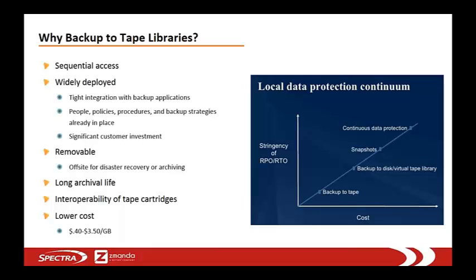And it goes all the way up. I mean, you can back up to disk or virtual library, snapshots, and all the way up to continuous data protection, which of course is the most expensive. And something like continuous data protection also suffers from the fact that if you do get infected with ransomware, your continuous data protection is immediately infected as well. So tape gives you some ways to work around that.